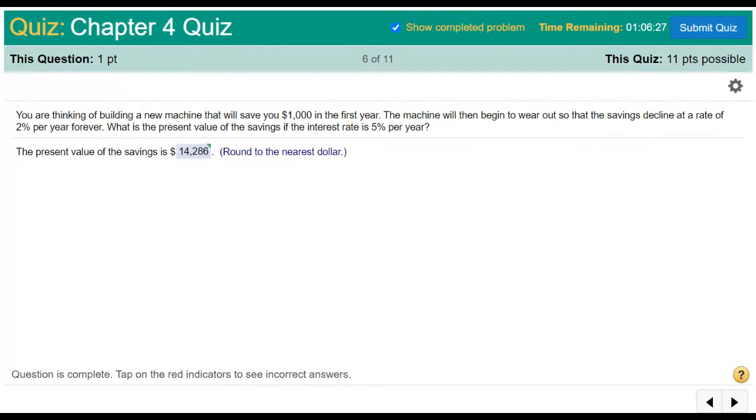So it's going to be 1,000, right? Divided by 0.05 plus 0.02. So it's 1,000 divided by 0.07. And that's the answer. Right? Rate minus growth, but it's declining. So you got to add it, a double negative.